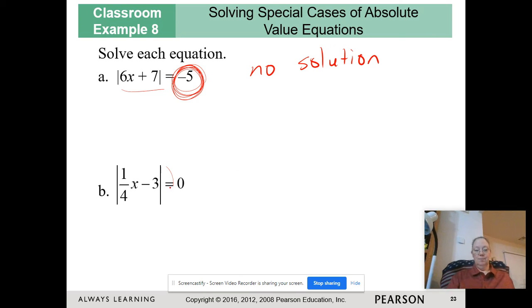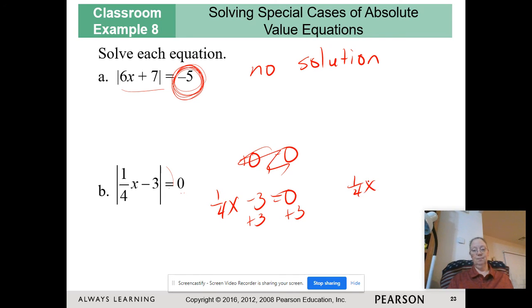This one, normally we would set this equal to a positive and a negative when we take away the absolute value, but there's no such thing as a positive 0 or a negative 0. It's just 0. So 1/4 x minus 3 is equal to 0. Absolute value, when it equals 0, we just have the equal to 0 part. There's no plus or minus. Multiply by 4, and you get 12.